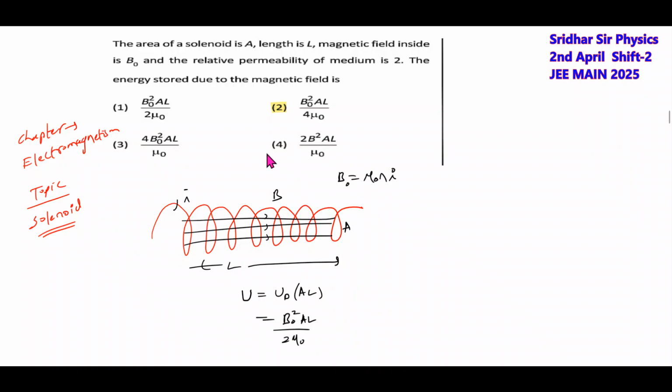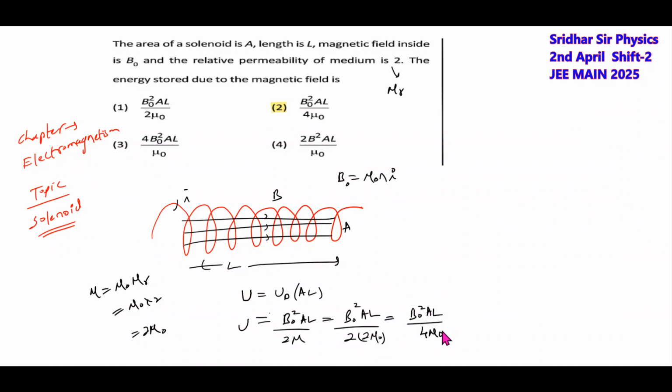The magnetic field inside is B naught, the area of the solenoid is A, the length is L, and there is the relative permeability here. Okay, this one. Now further, what is the formula? We know mu should be equal to mu naught into mu r. What is the relative permeability? It is given as 2. So this will become 2 mu naught. So this will become B naught square AL by 4 mu naught.